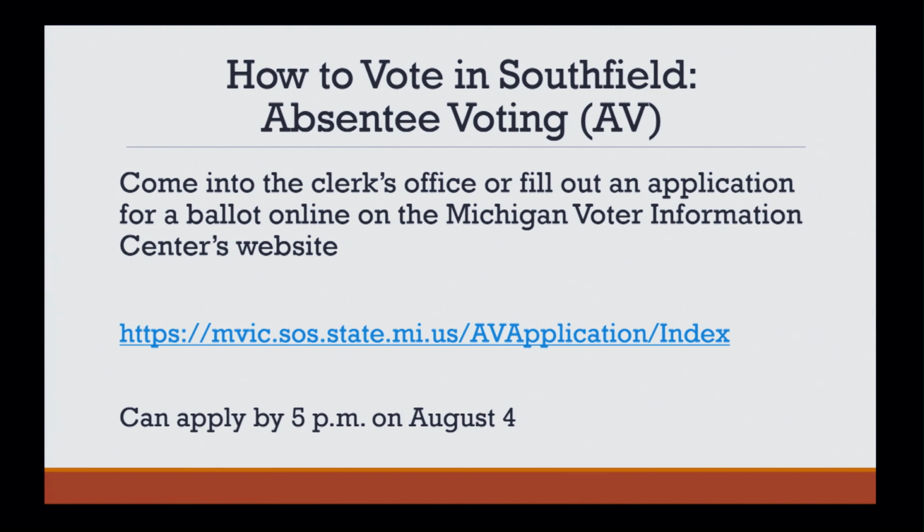The next way is absentee voting. So you can come into the clerk's office and get an application for an absentee ballot and get your ballot right away. But you can also fill out an application online at the Michigan Voter Information Center's website, which is listed up there. You can apply for an absentee ballot up until the Friday before the election by 5 p.m., which is August 4th.